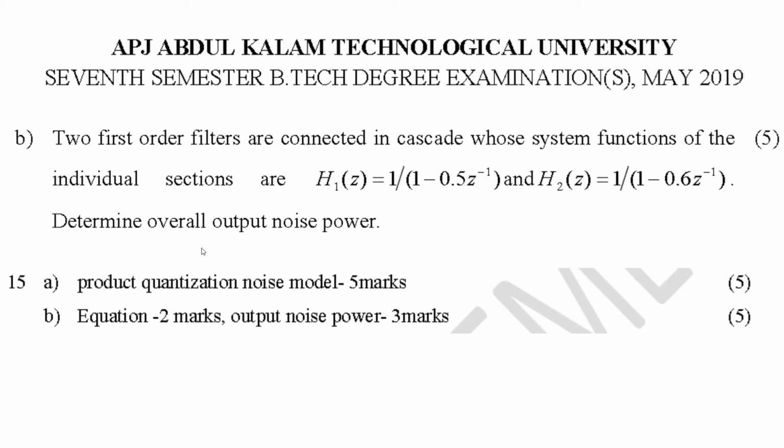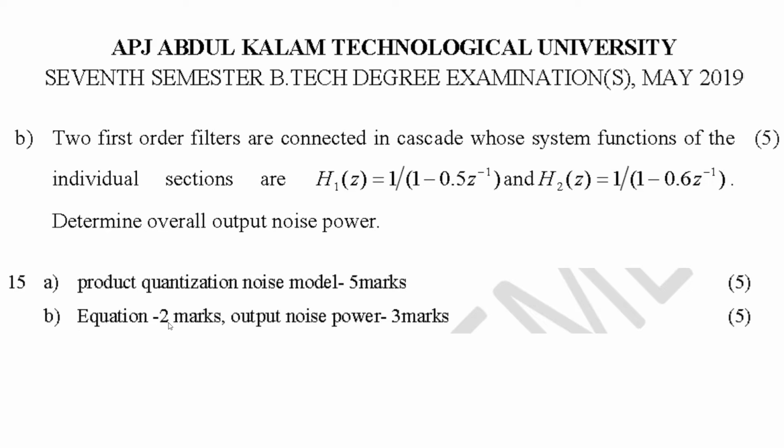There is another question for the determination of output noise power. Almost all the question papers have at least one question for the determination of output noise power. This belongs to the fifth module. So comparatively, this particular problem is a lengthy one and the mark is only 5.